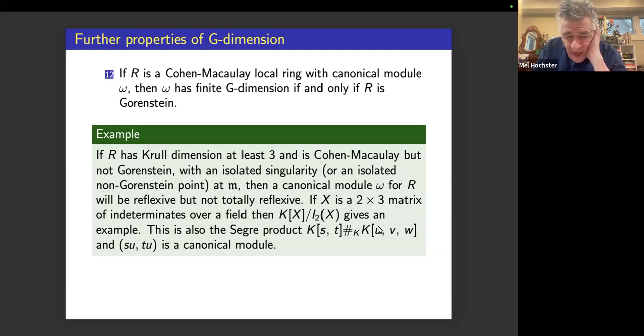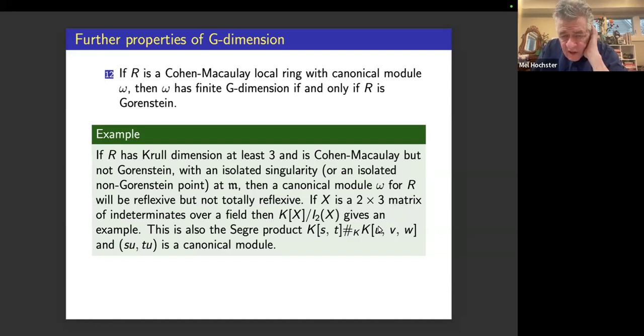And when you localize at any prime of height 1 or 2, you'll be in the Gorenstein case. But the canonical module is never totally reflexive if the ring isn't Gorenstein.